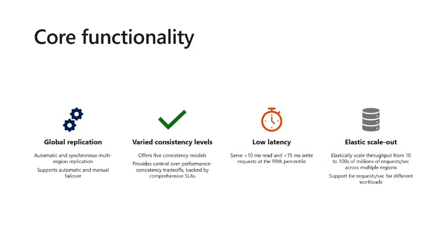Second is varied consistency levels. It offers 5 consistency models, providing control over performance and consistency trade-offs, backed by comprehensive SLAs. Then third is low latency. It serves less than 10 microseconds for read operations and less than 15 microseconds for write operations at the 99th percentile. So the minimum is the 99th percentile, which means you have almost 100 percentile. Elastic scale out. Elastically scale throughput from 10 to 100s of millions of requests per second across multiple regions. Support for requests per second for different workloads.